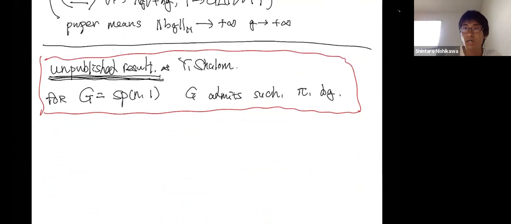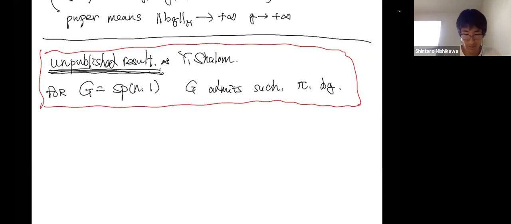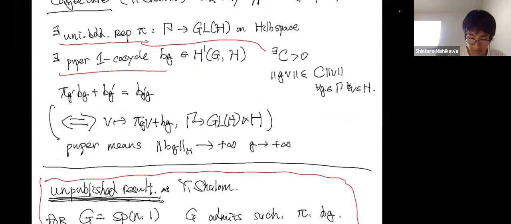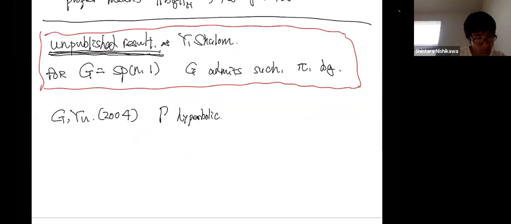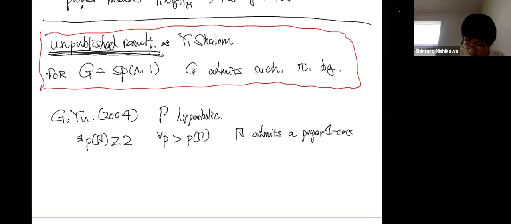Okay, I see the time now and I should not be too slow, but since I mentioned this conjecture, I should mention two things. Guoliang Yu showed, as a related result, that for gamma a hyperbolic group, there exists a number p_gamma associated to gamma such that for any p greater than p_gamma, gamma admits a proper cocycle for an L^p space, not the uniformly bounded representation on Hilbert space, but L^p space.